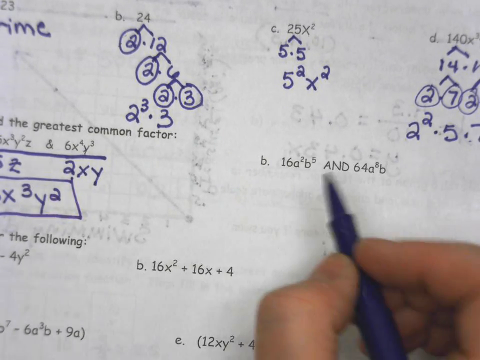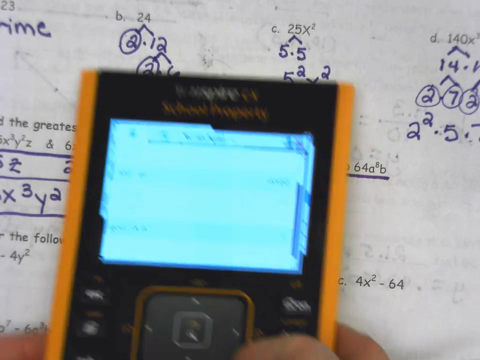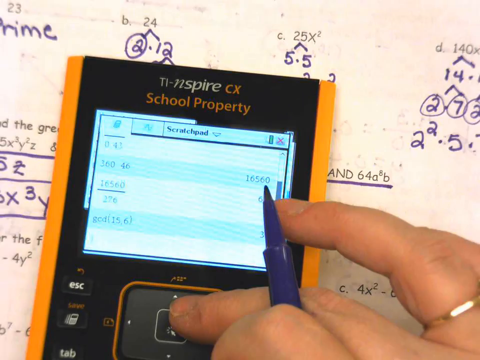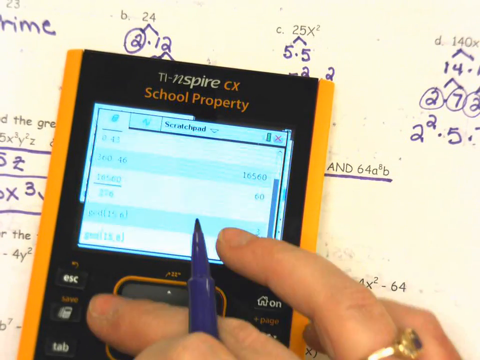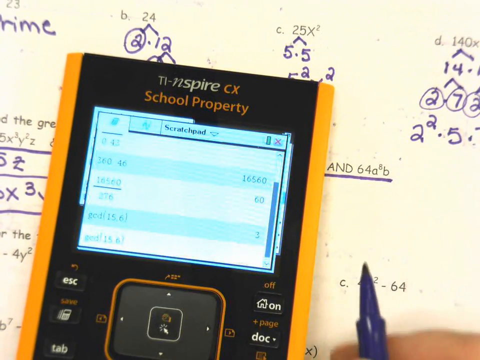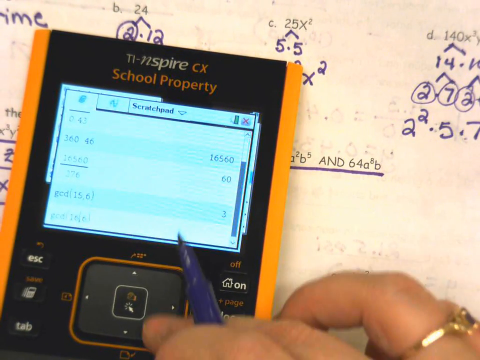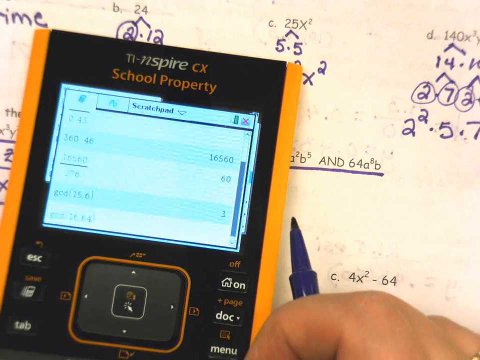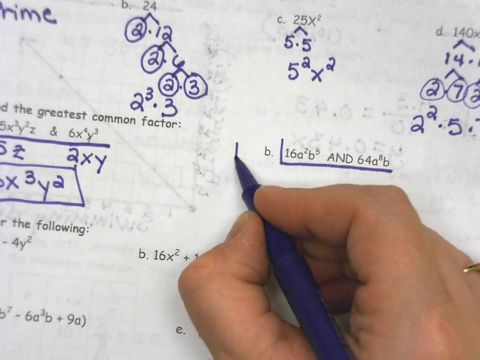And then going to the next one, again, you could use your calculator, and you don't have to go up and get it again, because you could just arrow up and capture it, and then just change the 16, and then this would be 64, and press enter, and you get 16. So their GCF for the number is 16.